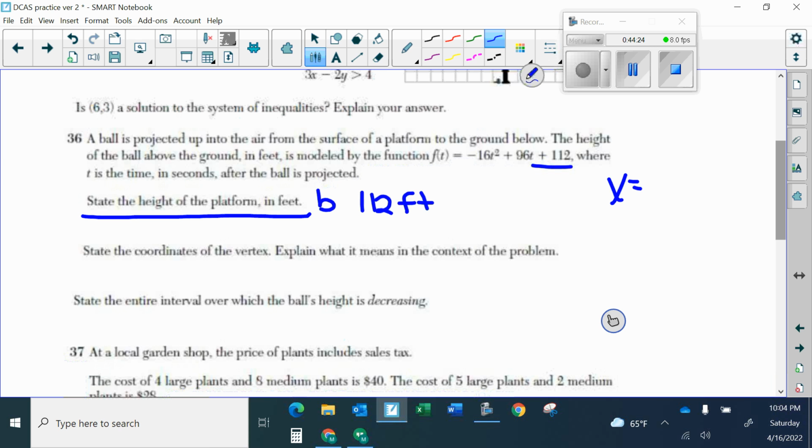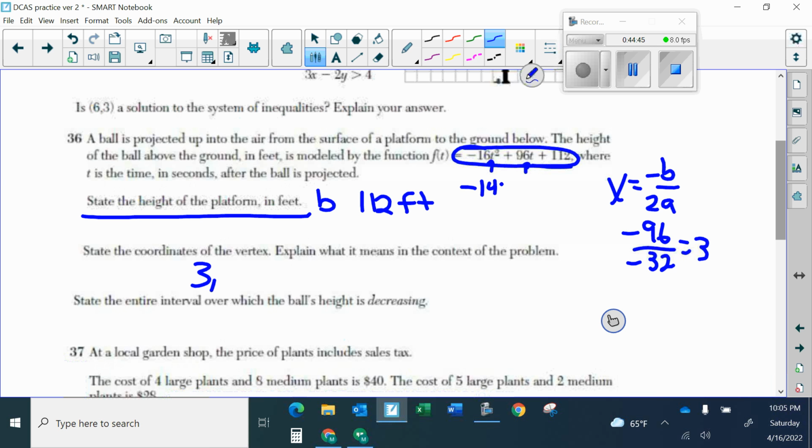Okay, x coordinate is negative B over 2A. So that's going to be negative 96 over negative 32, which equals 3. So it's 3 comma something. Now I just plug the 3 into here and here and solve that, and that's my y coordinate. So 3 squared is 9 times negative 16 is negative 144. Plus 96 times 3 is 288, plus 112. So 288 minus 144 is 144, plus 112 is 256.